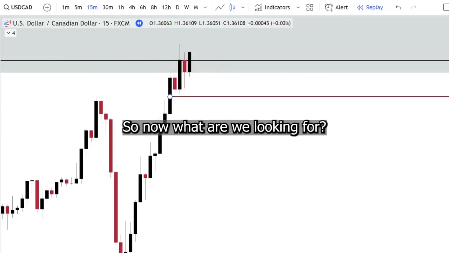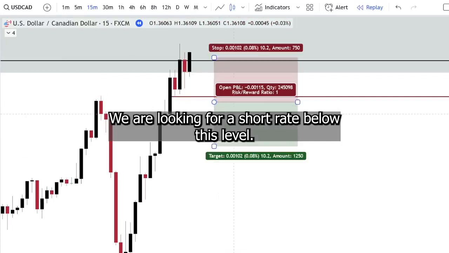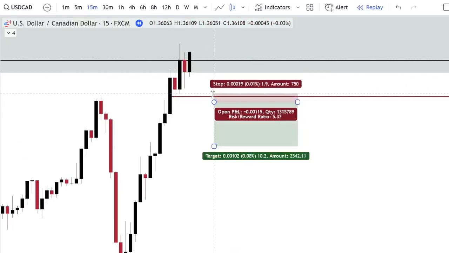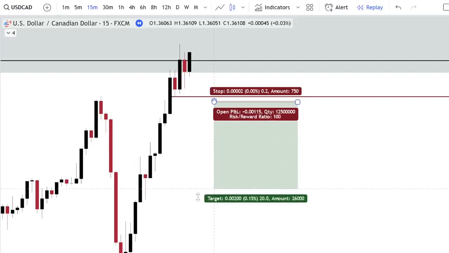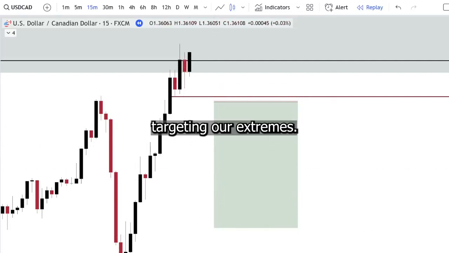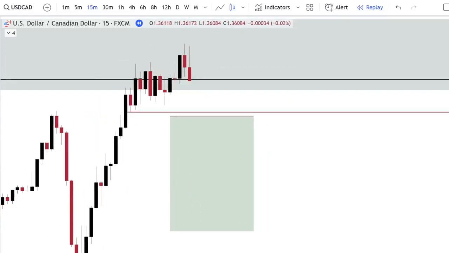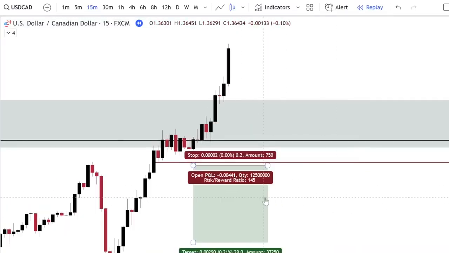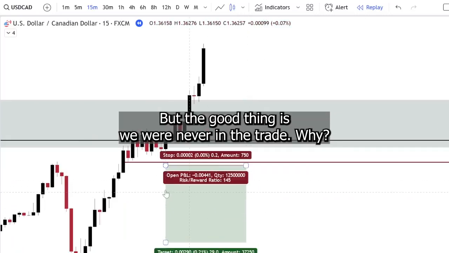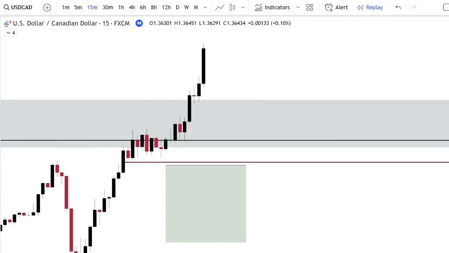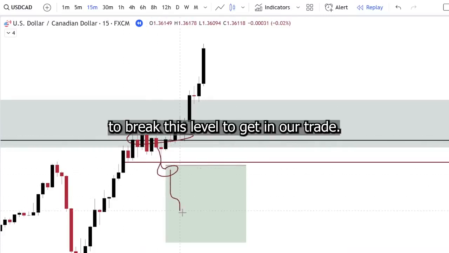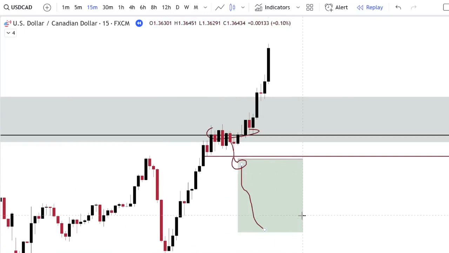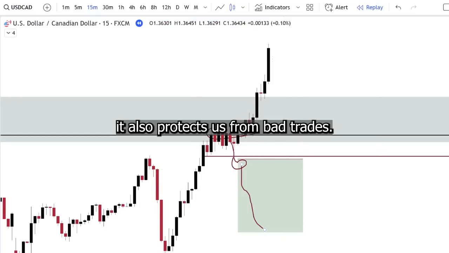So now what are we looking for? We are looking for a short right below this level, of course, targeting our extremes. And as you can see, your fair value gap failed. But the good thing is we were never in the trade. Why? Because we did not get that extra volume push from this level to break this level to get in our trade. So not only the confirmations help us get into good trades, it also protects us from bad trades.